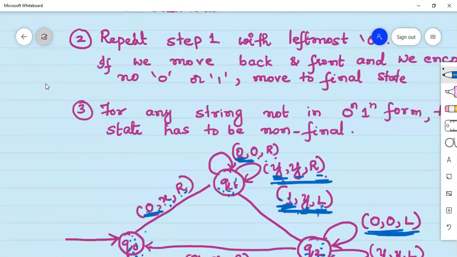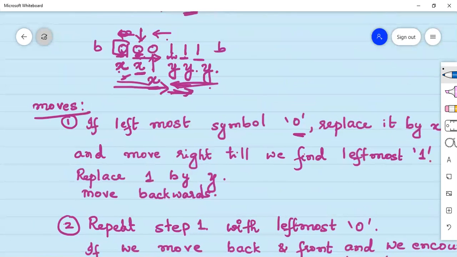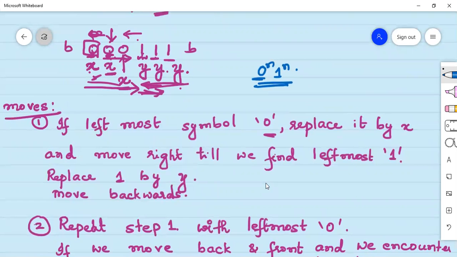So the question was to accept strings which have equal number of zeros and equal number of ones. So the logic was, whenever you find a leftmost zero, replace it by x and start moving towards right till we find the leftmost 1. And then we replace this 1 by y and we start moving backwards till we get an x. Once we get x, we move towards right in search of a 0, that is the leftmost 0. So again, on finding this leftmost 0, we are going to continue this same step.